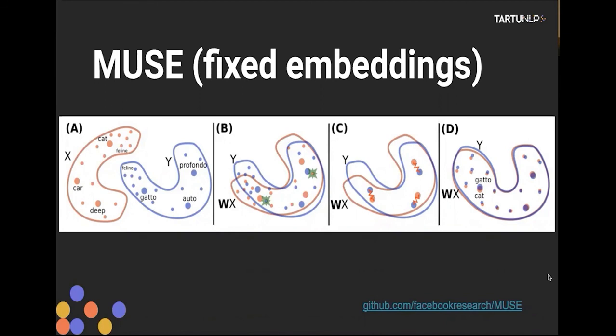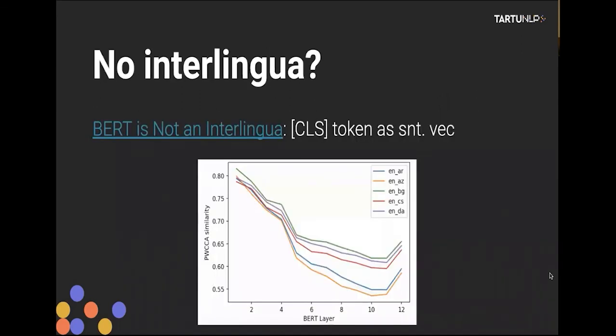And of course, the question is, how universal are they? Do they depend on the language choice? And most importantly, does this also hold for contextual representations? There is a paper which tried to kill this idea overall, titled "BERT is not an interlingua and the choice of tokenization," or how was it?